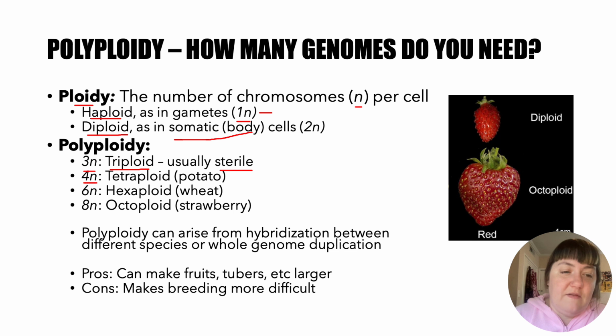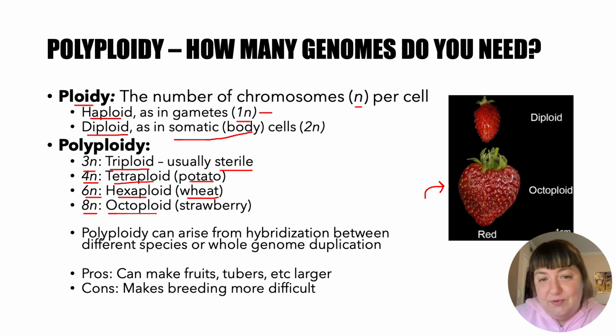And then 4N is tetraploid, and a famous example of that's a potato. 6N is hexaploid, and wheat is the poster child for that. And then 8N is octoploid, and that's actually the modern strawberry that you all eat and enjoy is an octoploid.